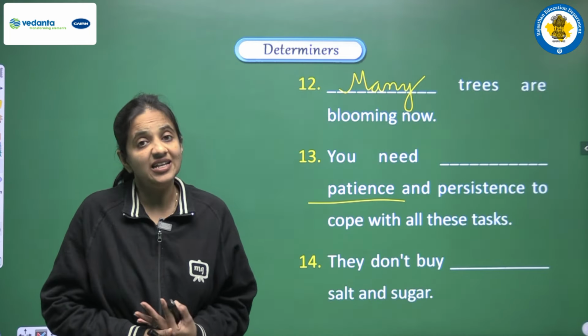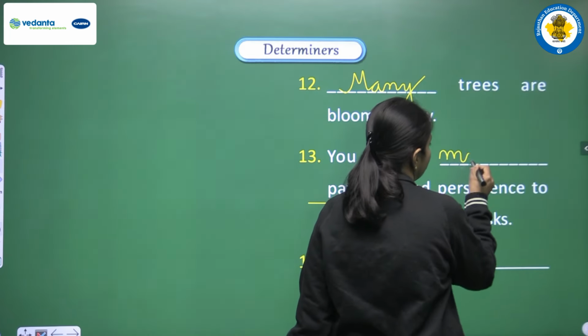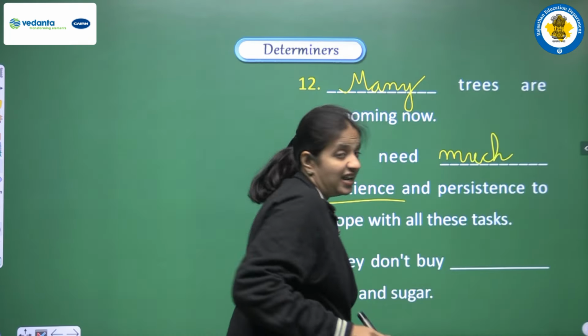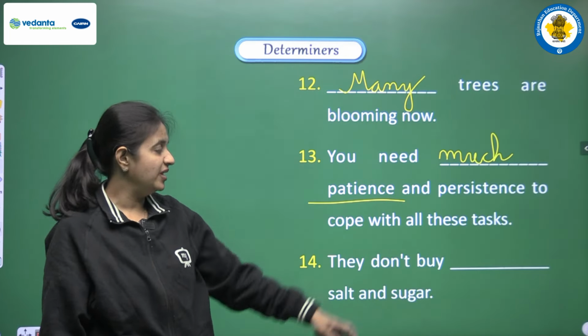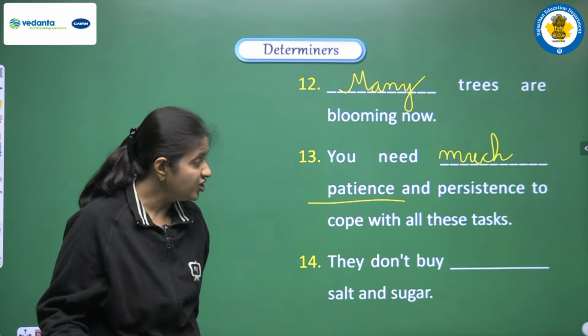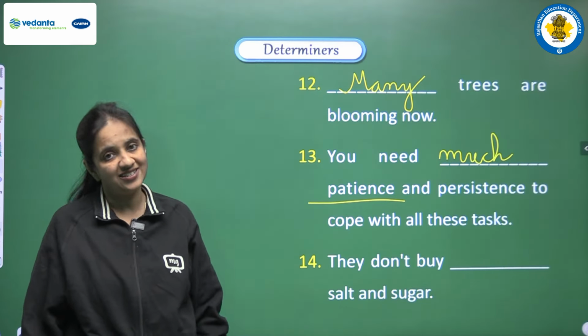They are feelings, they are emotions, and this is the reason our answer will be much, because they are abstract nouns. And the complete sentence will be, you need much patience and persistence to cope with all these tasks.